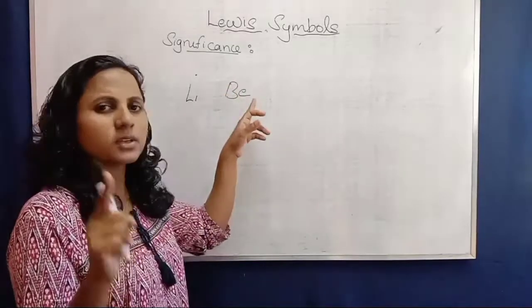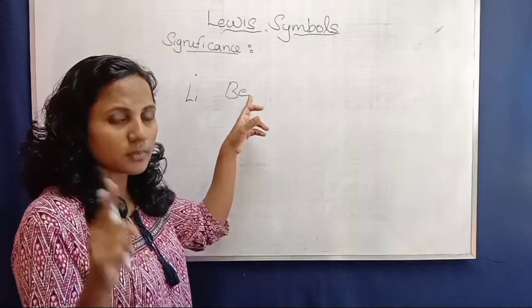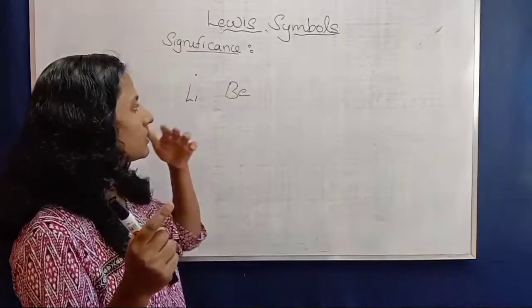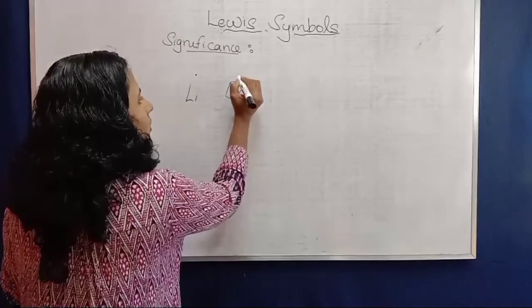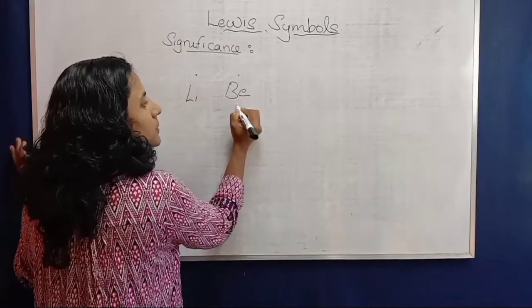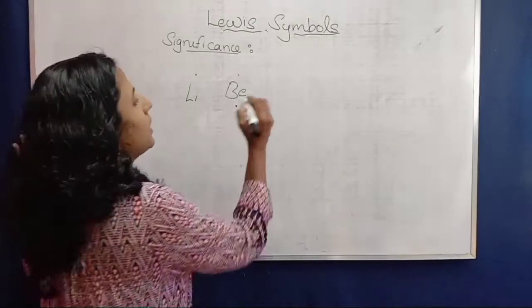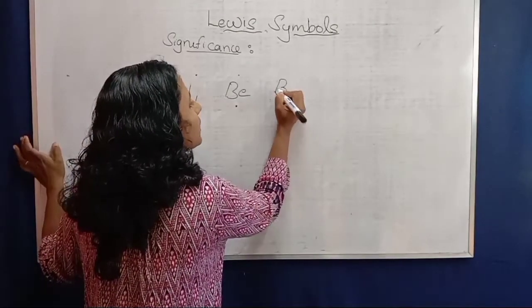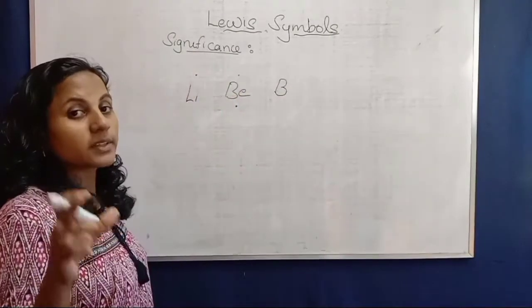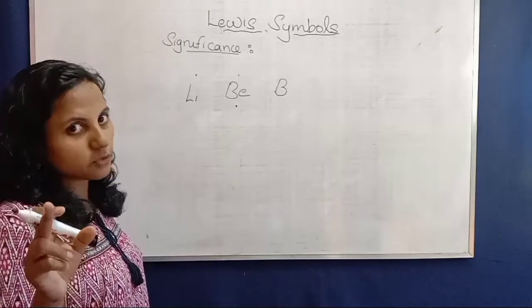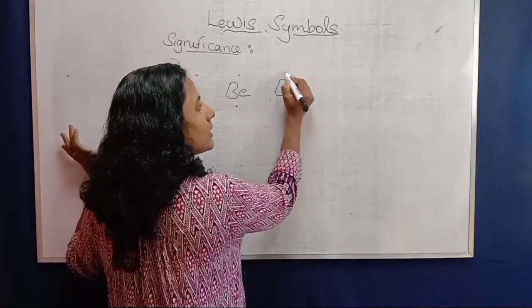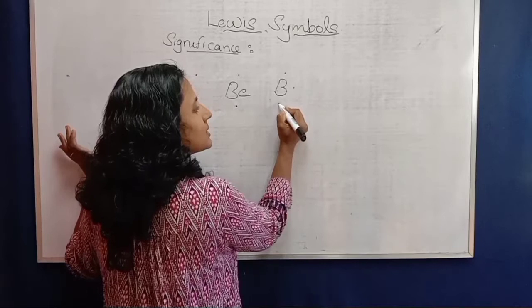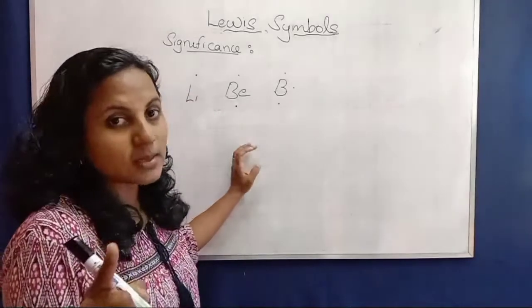How many outer electrons are there for beryllium? Come on, try to think. That is 2. Therefore, the 2 electrons are represented by 2 dots. Now, tell me how many electrons are there for boron? 3 outer electrons will be there for boron. Therefore, how can we write the Lewis symbol? This is the representation of the Lewis symbol of boron.